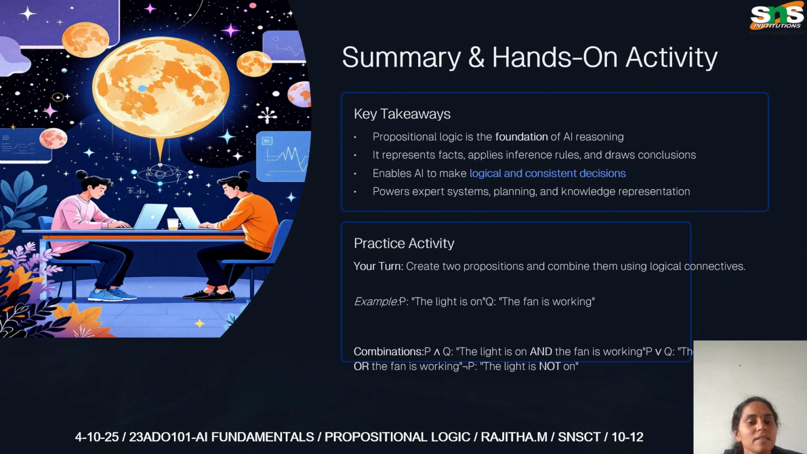And the summary: propositional logic is the foundation of reasoning in AI. It helps AI represent facts, apply inference rules, and draw conclusions logically. It is used in expert systems, planning, and natural language understanding. For a quick activity, you can create two simple propositions and combine them. For example, P: the light is on, Q: the fan is working. Then P and Q: the light is on and the fan is working. P or Q: the light is on or the fan is working. And the negation: the light is not on.